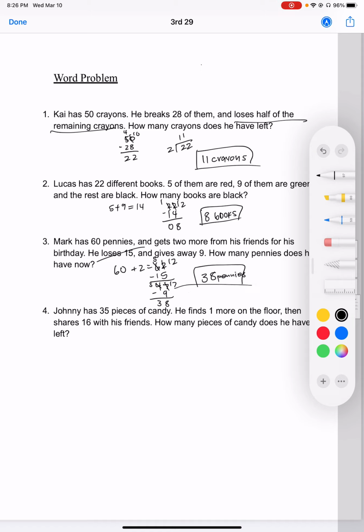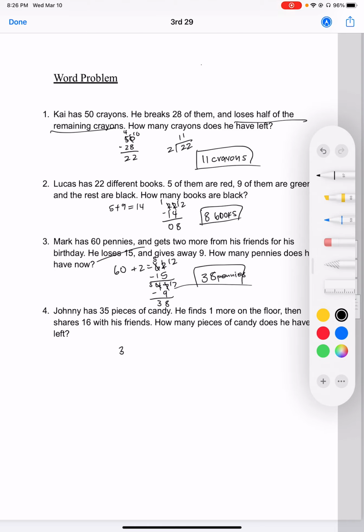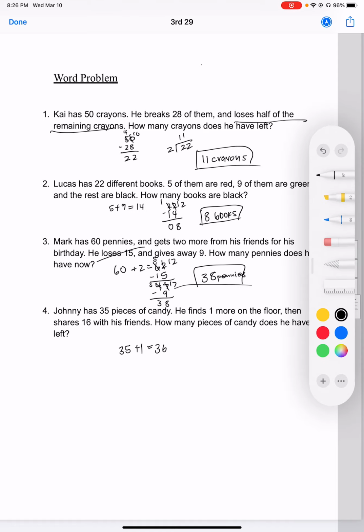Whoa, okay. Lastly, Johnny has 35 pieces of candy. He finds one more on the floor, then shares with 16 of his friends. How many pieces of candy does he have left? So he has 35, and he finds one more on the floor, which means he has 36 pieces of candy. Oh, he shares with 16 of his friends. He shares 16 with his friends. So 36 minus 16. And then 6 minus 6 is 0, 3 minus 1 is 2, which means he has 20 pieces of candy left.